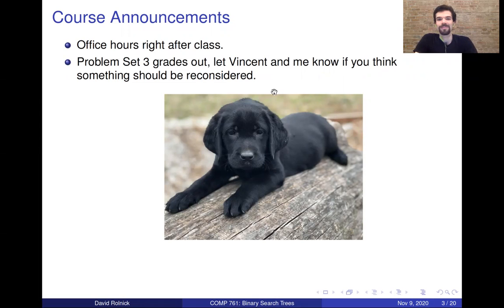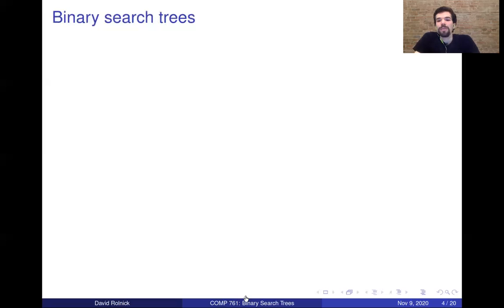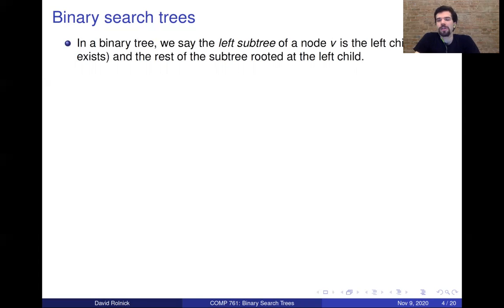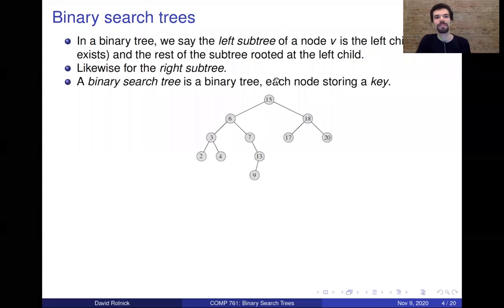Let's go on. So today we'll be talking about binary search trees. In a binary tree, I realize this is notation that I haven't necessarily defined yet. We said that the left subtree of a node is the left child plus the entire portion of the tree that's rooted at that left child. Likewise, the right subtree is the entire big branch of the tree. You have a tree and you have two branches coming off, a left subtree and a right subtree.